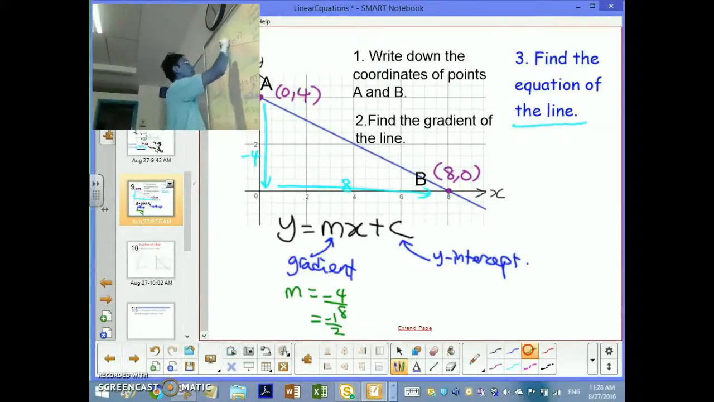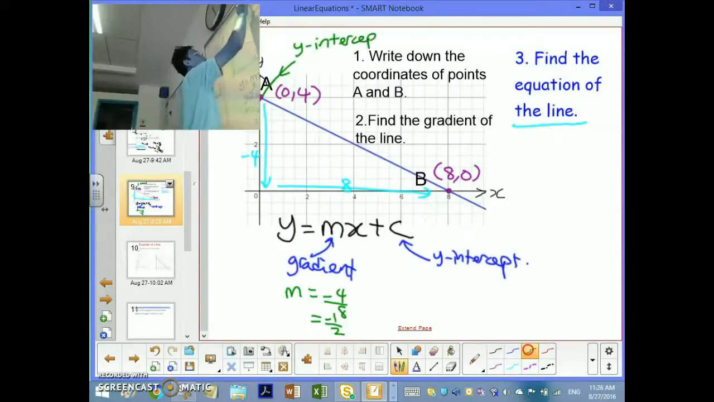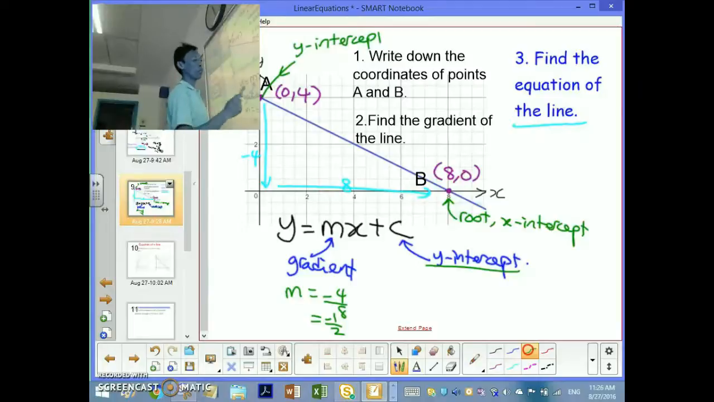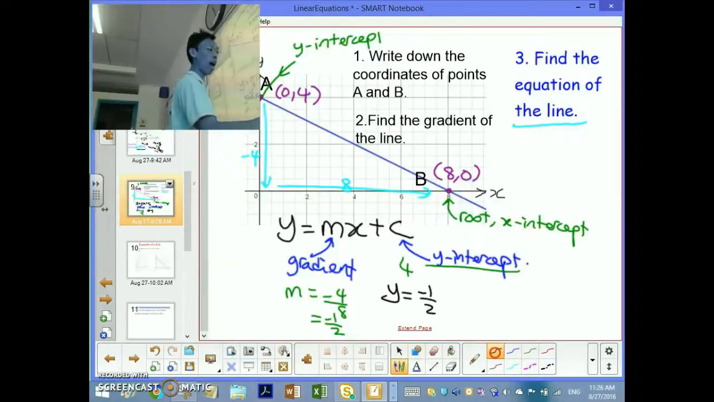This is called the y-intercept, the point where the line intersects the y-axis. This is called the root or the x-intercept, the point where the graph intercepts the x-axis. In our case, we need the y-intercept, which is just 4. Therefore, the equation of this line is y equal to negative half x plus 4. And that's it, as simple as that.